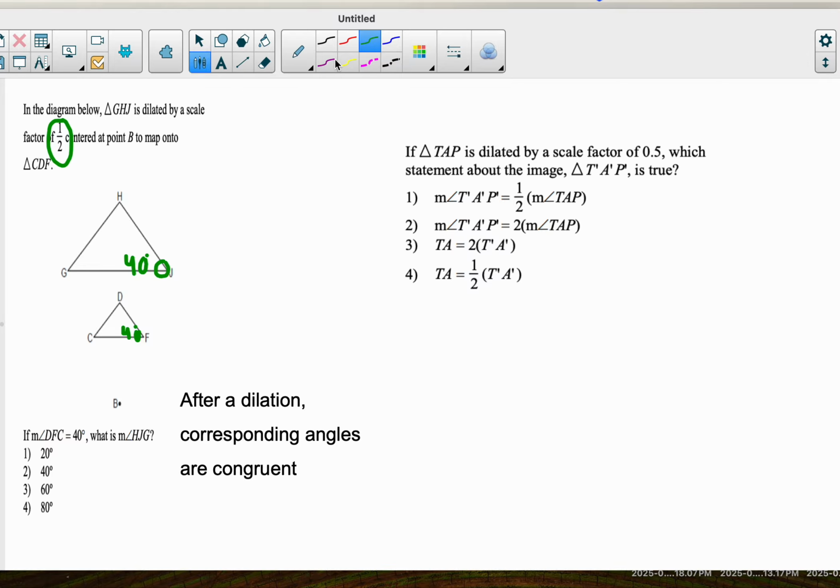And that's because when you have a dilation, the corresponding angles before and after the dilation are congruent to each other.